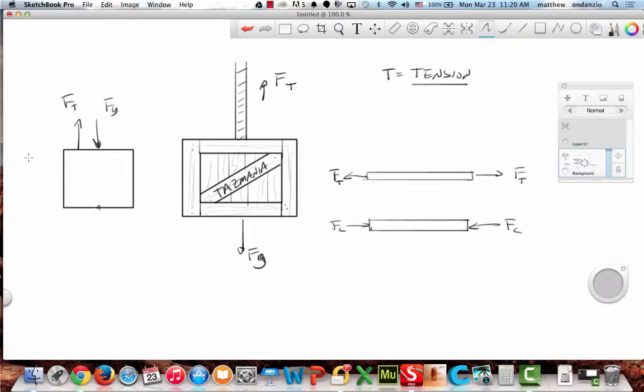So let's say for this scenario, now everyone write an equation. I'm going to redraw this. Everyone write an equation for the sum of the forces in the y.